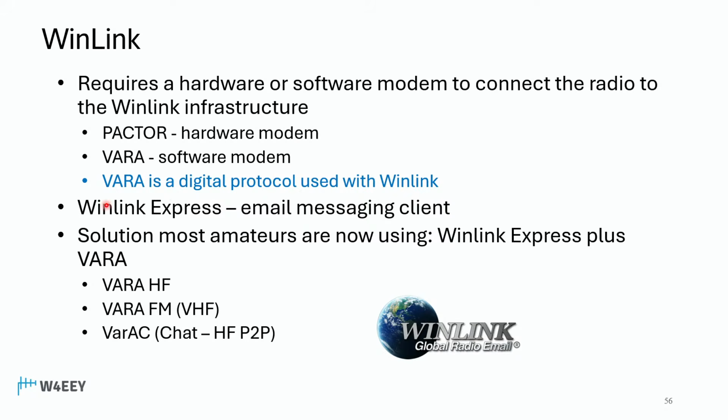Turns out that there's two flavors of VARA software modem. One is free, it runs at lower data speeds, and then they have a version, if you pay a $69 licensing fee, you can go to full speed, and it's competitive with PACTOR, roughly speaking, almost as fast. So most EMCOM folks, people that do emergency communications work, have pretty much converted over to VARA and WinLink. So WinLink Express is the email client part of the messaging client, and then VARA is the software modem. So it's what most hams are using now, WinLink Express plus VARA.